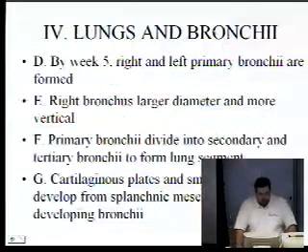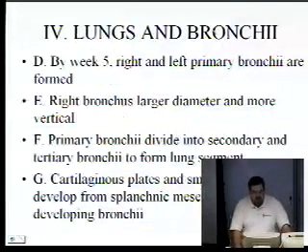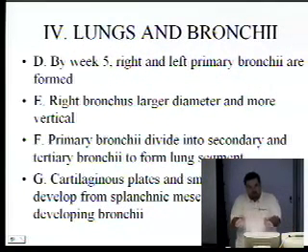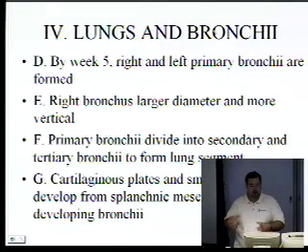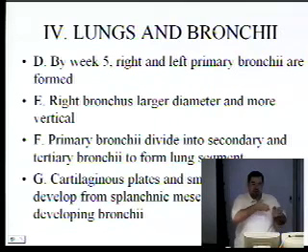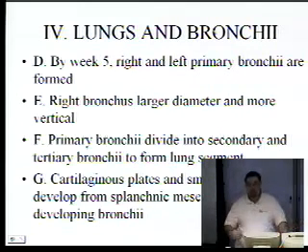Okay. By week 5, the right and left primary bronchi are formed. So the lung bud has already branched off, become the bronchial buds, and further developed into now the bronchi. And the right bronchus has a larger diameter and has a steeper angle of descent. So whereas the left one's kind of coming out, the right one's going almost straight down, at least for a little bit.